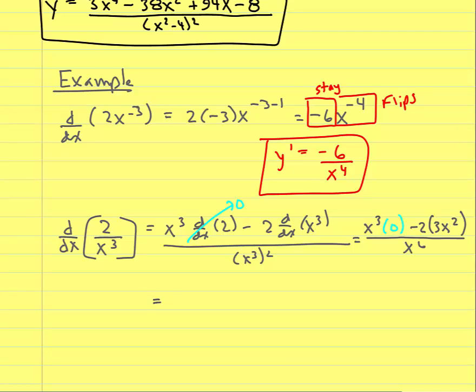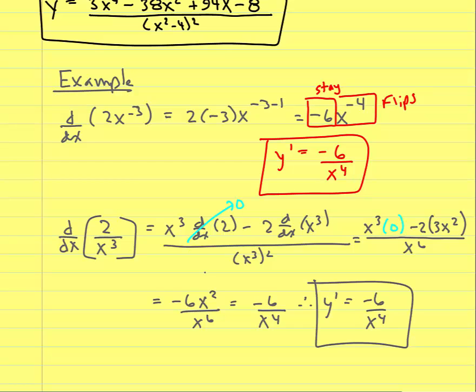So when I get done rewriting this, this whole first term is gone and I'm left with a negative 6x squared over x to the 6th. And of course this simplifies to a negative 6 over x to the 4th. The two of these x's cancel with 2 in the bottom, leaving me with 4. So here you can see I also get y prime equals negative 6 over x to the 4th.